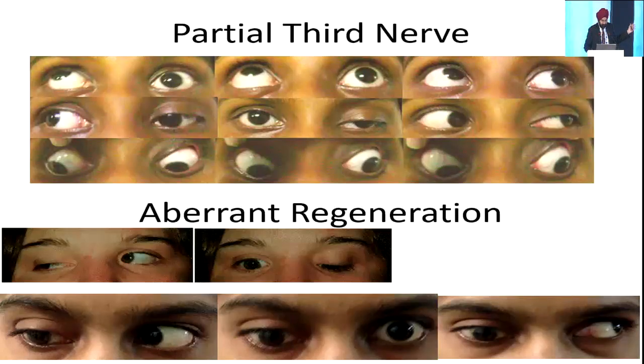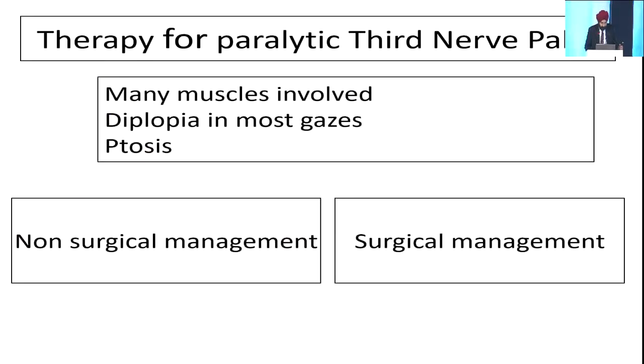You could have a partial third nerve palsy where you've got recovery of some of the muscles or non-involvement of some of the muscles. And then you've got aberrant regeneration, as you can see in the pictures below, where on adduction you can see that the ptosis is getting corrected in the eye. So these again are situations which are unique and need to be tackled.